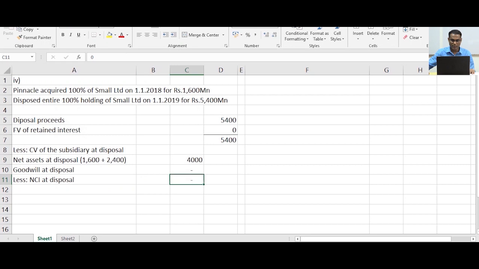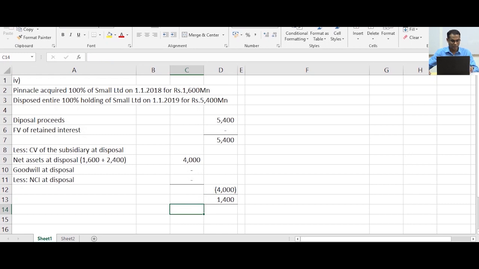Then what you do is you take the net figure of these three numbers, and I am taking that to the final column. Actually, net assets at disposal 4,000 plus goodwill minus NCI at disposal. So I have to take the total of these three. I am taking that as a minus figure because I need to deduct that from the previous figure of 5,400. So 4,000 I need to deduct from 5,400. So the answer that I am getting here is 1,400.